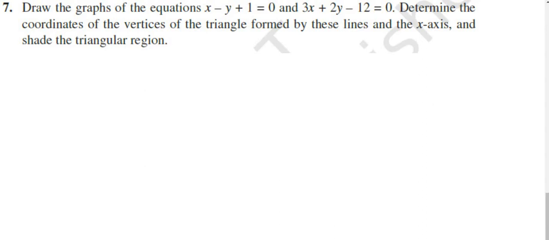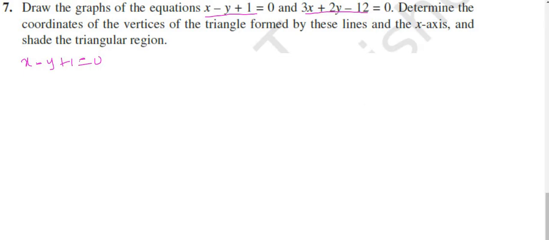Now what we'll do, we'll take these two equations and draw the graph for them. That is x minus y plus 1 is equal to 0 and 3x plus 2y minus 12 is equal to 0. Call this equation 1 and this equation 2. For this we'll draw the table and find the solutions.